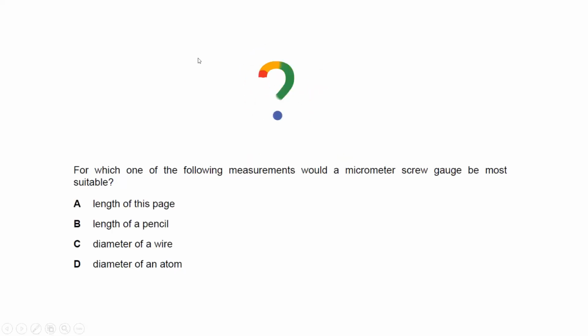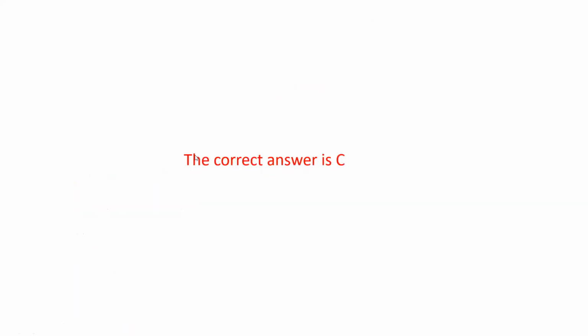So the correct answer is C, because the length of the page or length of the pencil will be too long compared to the size of the jaws of the micrometer. Diameter of the wire is the most suitable one. Diameter of an atom is very small. Even a micrometer cannot measure that small value.